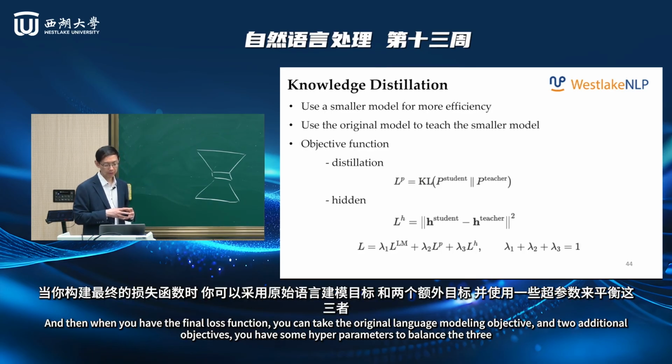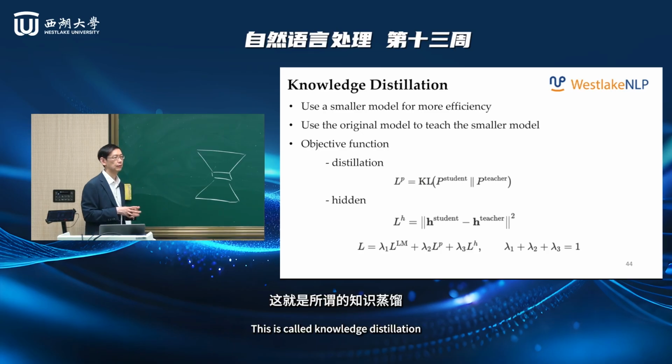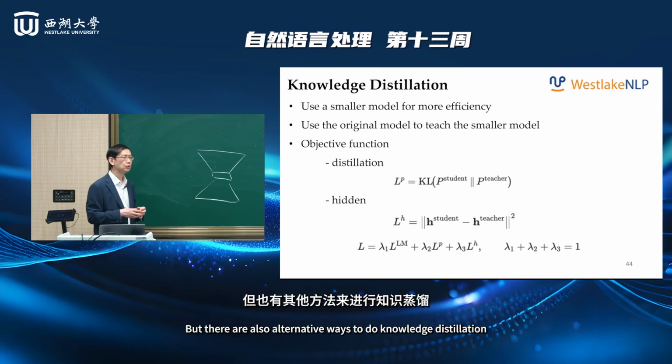And then when you have the final loss function, you can take the original language modeling objective and the two additional objectives. You have some hyperparameters to balance the three, okay? So this is called knowledge distillation.